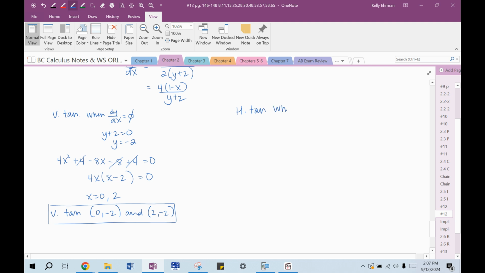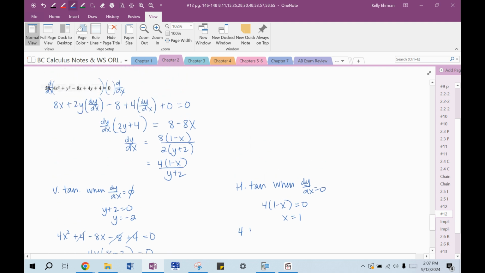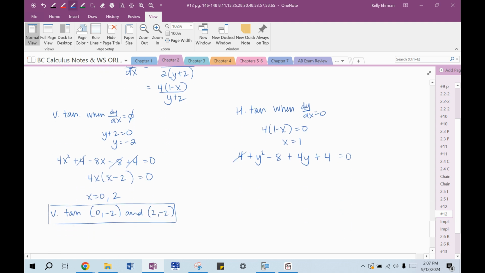Horizontal tangents when dy/dx equals 0, and that happens when 4 times 1 minus x equals 0, which is just when x equals 1. Plug 1 in for x this time. So that would give me 4 plus y squared minus 8 plus 4y plus 4 equals 0. All right, so 4 plus 4 minus 8, factor out a y. So y equals 0 or 4. And again, answer with xy.